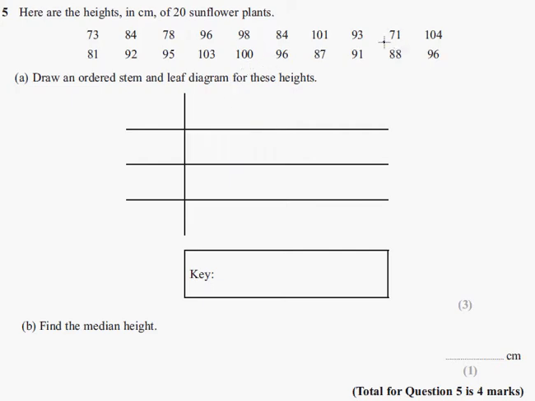So my lowest value, my shortest sunflower plant, is 71. I've got some in the 70s, some in the 80s, 90s and also the 100s. For 71, all I need to put is a 1 here, and that represents 71. I've also got 73, and don't forget it has to be in order, from smallest to biggest. Any more 70s? I've got 78, and that's all my 70s.